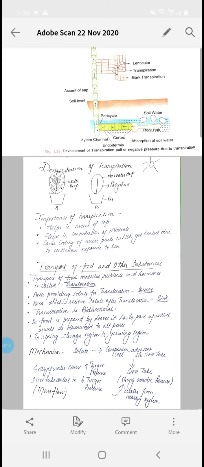In this topic we have studied how water and minerals are transported via the xylem and what the different mechanisms are, and in the second part we have discussed how food is transported with the help of phloem. What is the underlying mechanism for translocation? That was all about today's topic.